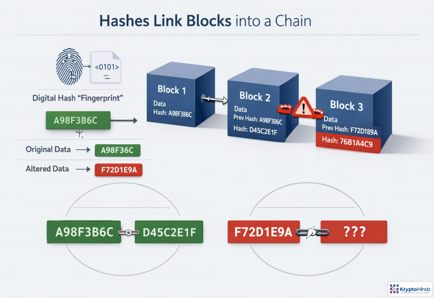A hash acts like a digital fingerprint for a block's contents. The same data always creates the same fingerprint, but even a tiny edit creates a completely different one. Each new block stores the previous block's hash. If someone changes block 1, its hash changes, and block 2's stored reference no longer matches. That mismatch breaks the chain, making tampering visible instead of hidden.